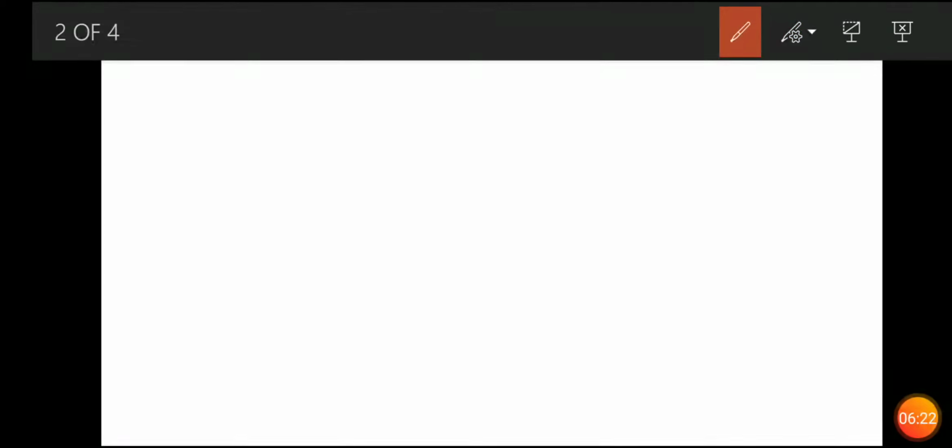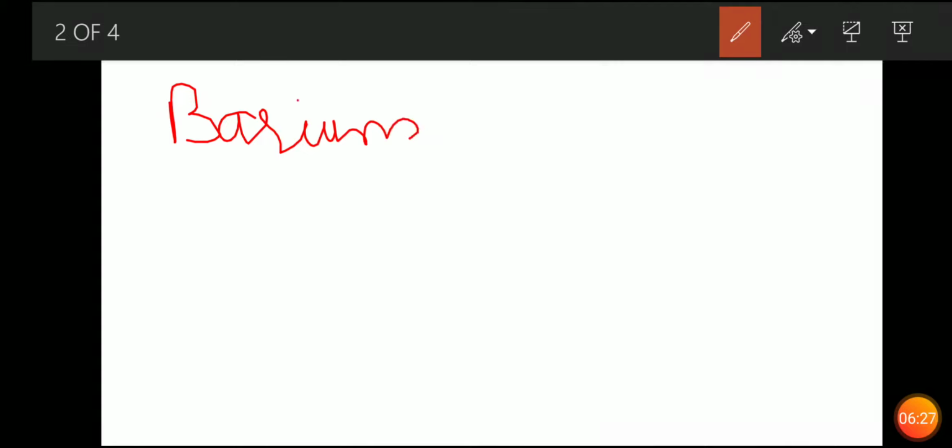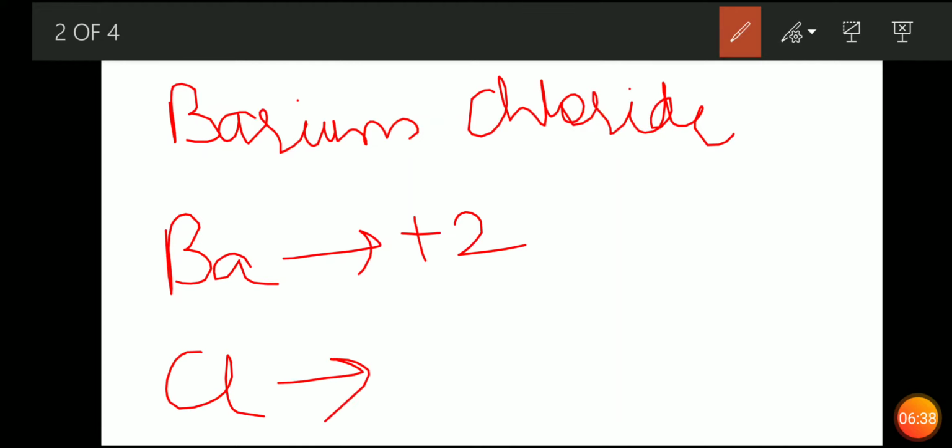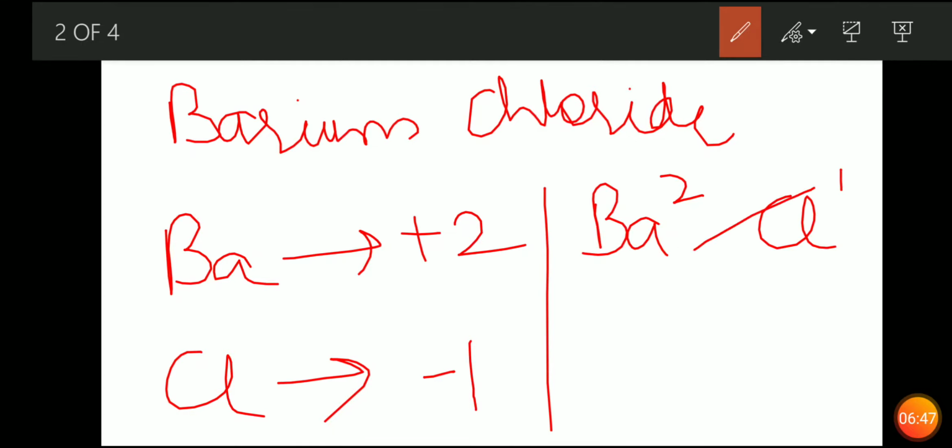Now next is barium chloride. That is barium has a symbol of Ba having a valency of +2 and chloride has a symbol of Cl having a valency of -1. Now how will it form? Ba having a valency of 2 and Cl having a valency of 1. Interchange, we will get BaCl2. That is your barium chloride.